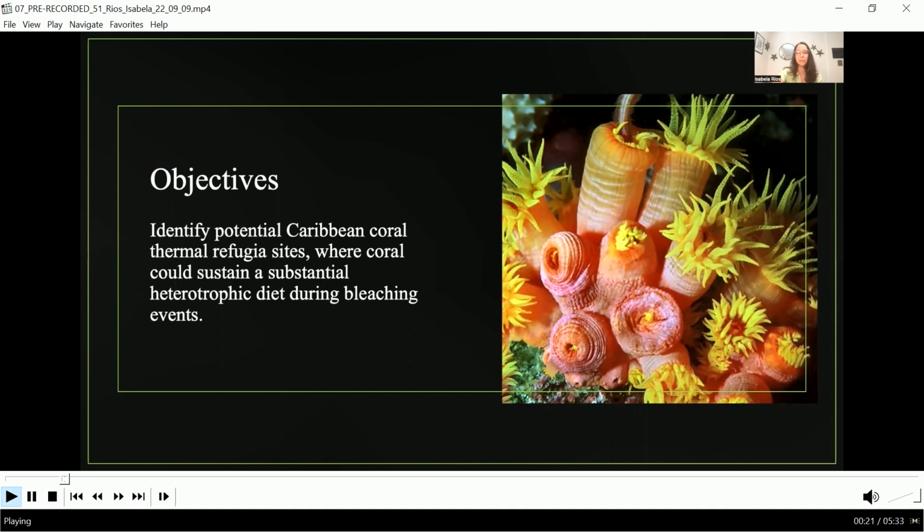heterotrophic diet during bleaching events, with the end goal of increasing the efficiency in coral restoration.